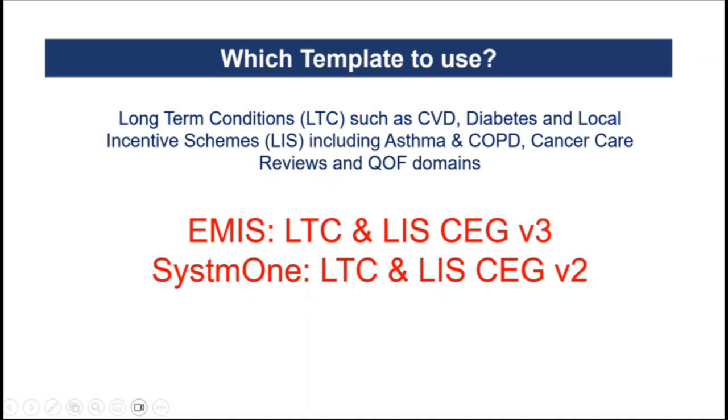With all of the LISs, the template that you should be using is the long-term conditions, and that covers anything from CVD to diabetes, all of your local incentive schemes, and it also covers everything that needs to be done for QOF as well. The templates you should be using: in EMIS, you are currently on version 3, so the LTC and LIS, and in System 1, you're currently on version 2.